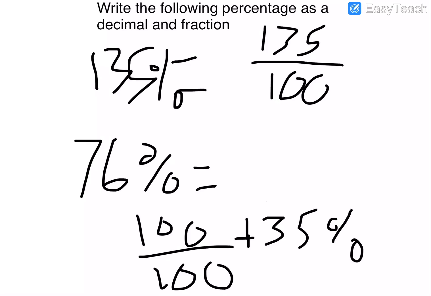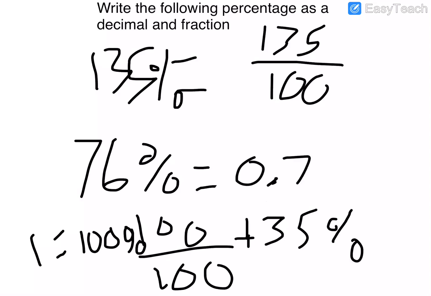Okay, and then with the 76%, you can do the same thing you did with the fraction and convert it into a decimal. So remember, 1 equals 100%, and you're 24 off that. So you can just do 1 minus 24, or do that quick math, and what that will give you is 0.76. So that's how you write a percentage as a decimal and fraction.